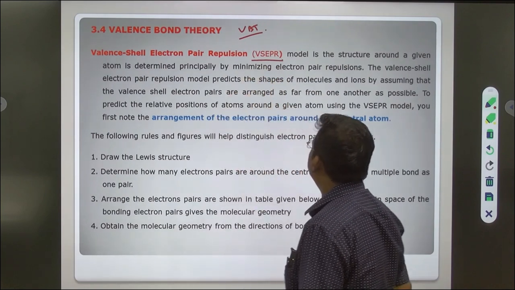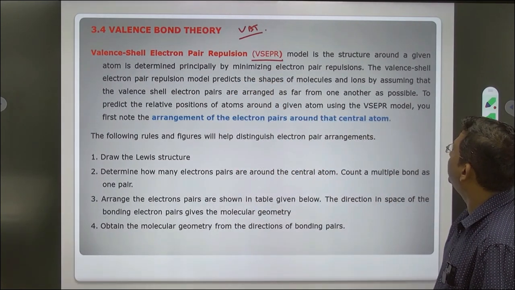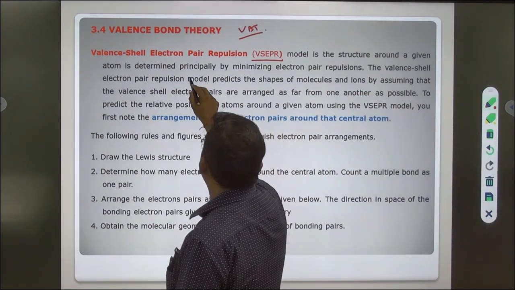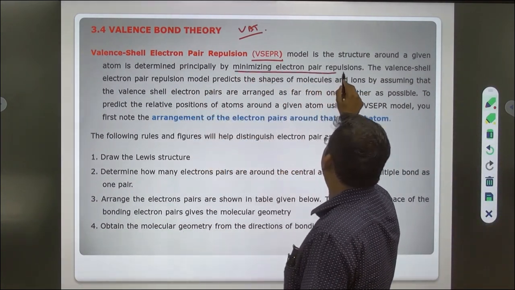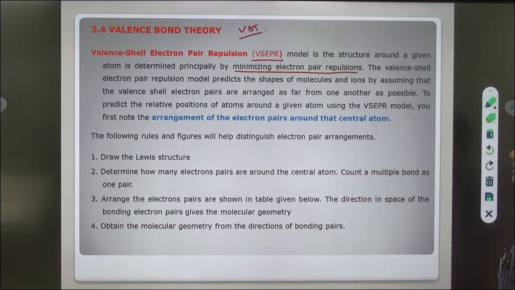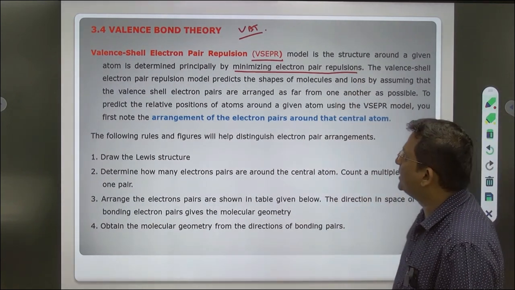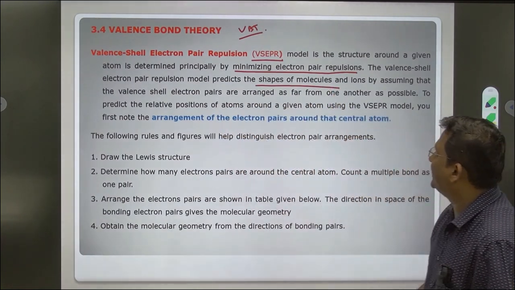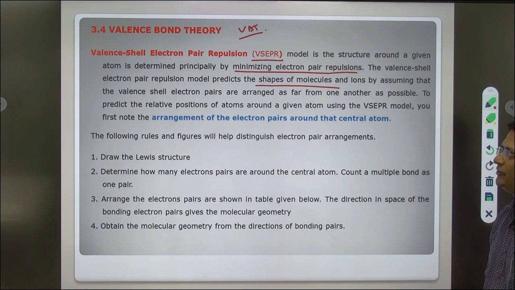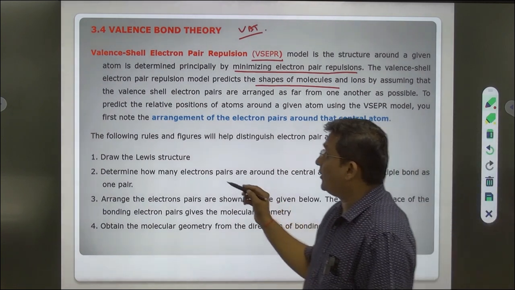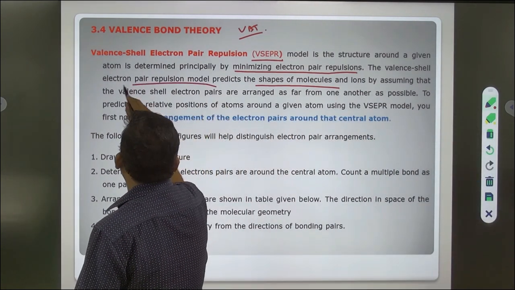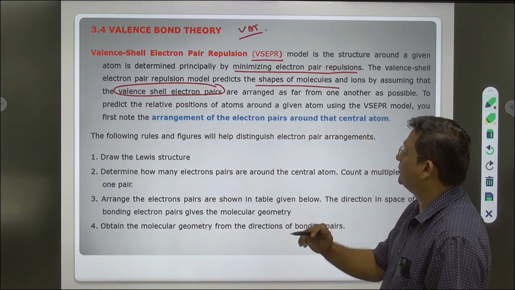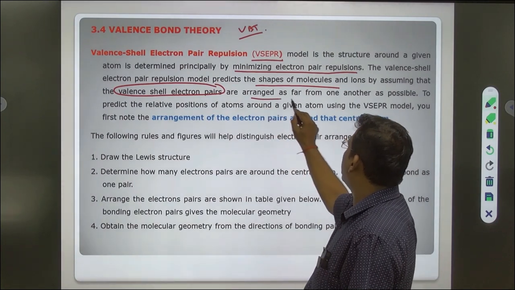Valence bond theory, VBT. Valence shell electron pair repulsion, VSEPR model: the structure around a given atom is determined principally by minimizing electron pair repulsions. The valence shell electron pair repulsion model predicts the shape of molecules and ions by assuming that valence shell electron pairs (valence shell means the outermost shell of the atom) of the central atom are arranged as far from one another as possible.